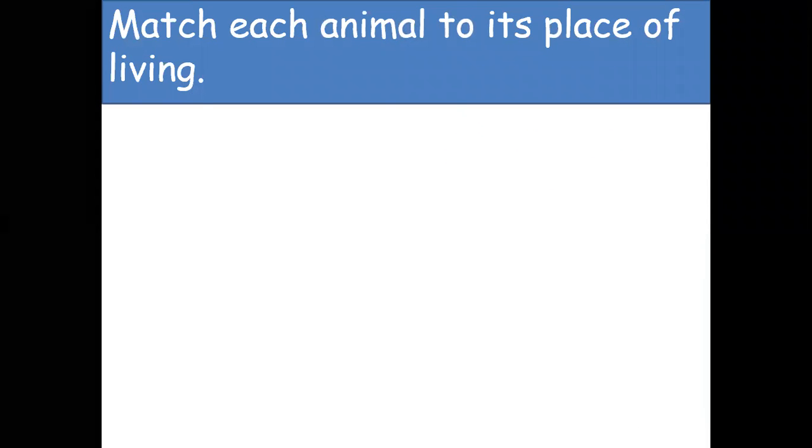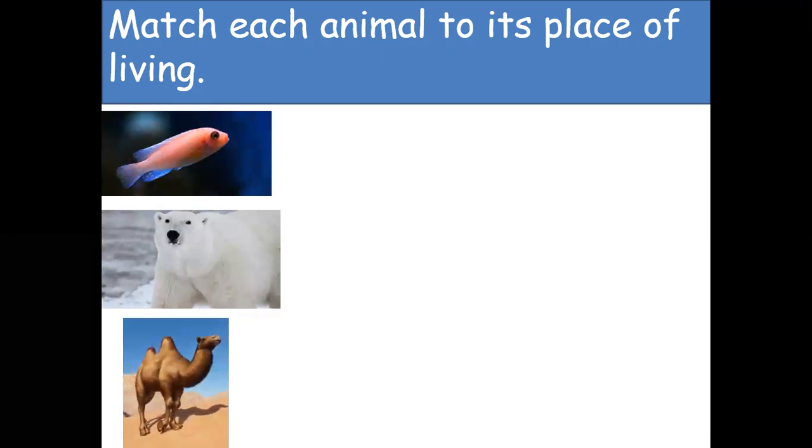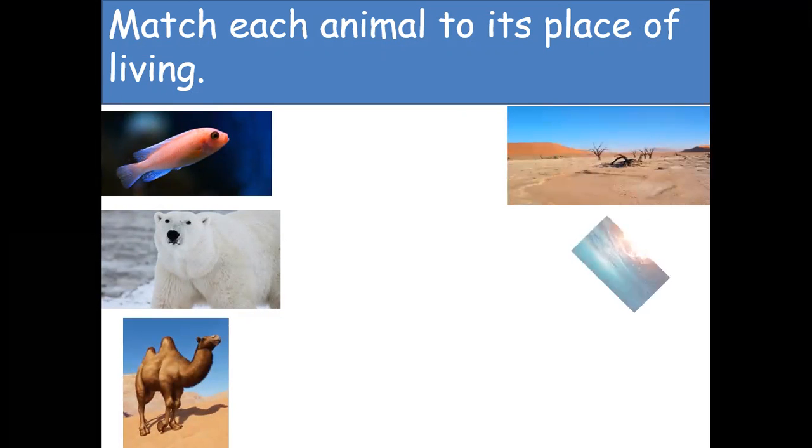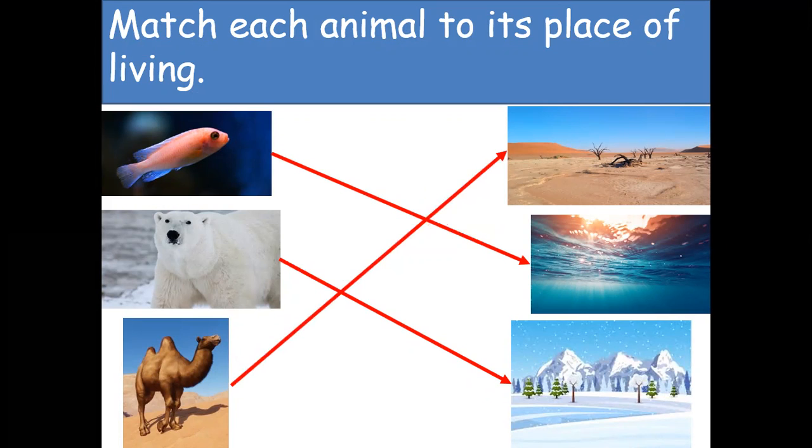First of all, we have this exercise: match each animal to its place of living. Here you have different animals and different places of living. We have to match each of these animals to its place of living. First of all, I have the fish. The fish lives in the ocean or in the water. Then I have the bear or the polar bear. It lives in the ice regions. And finally, I have the camel, which lives in the desert. So each of these animals has its own place of living.